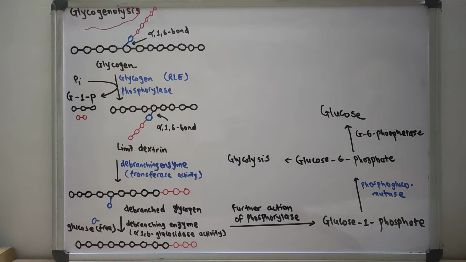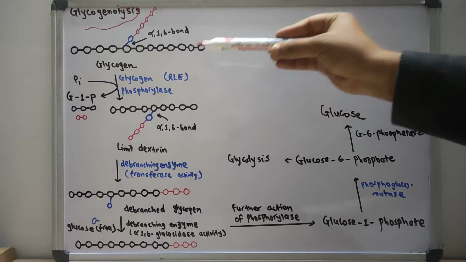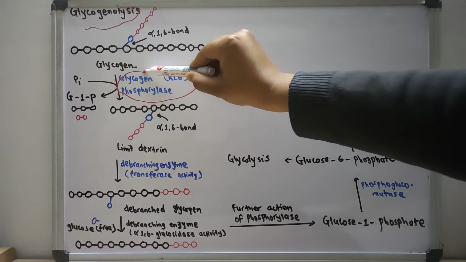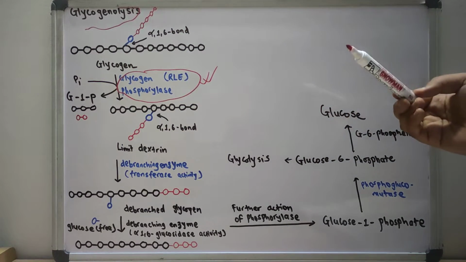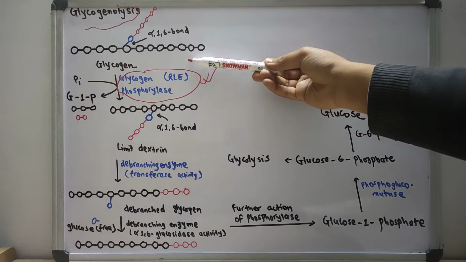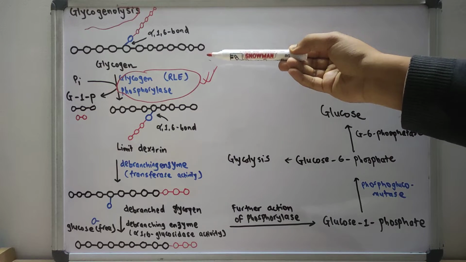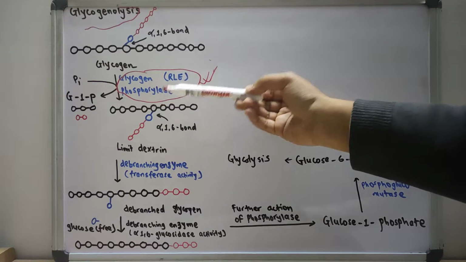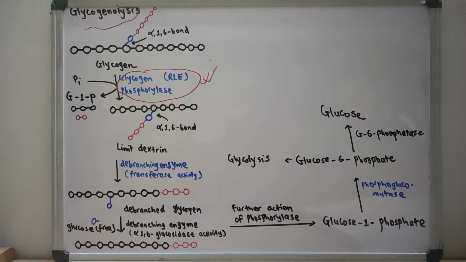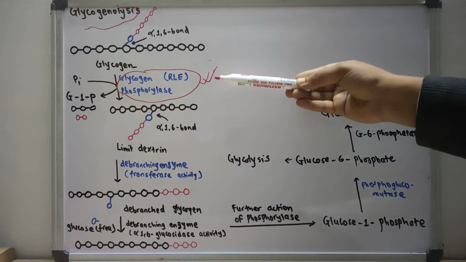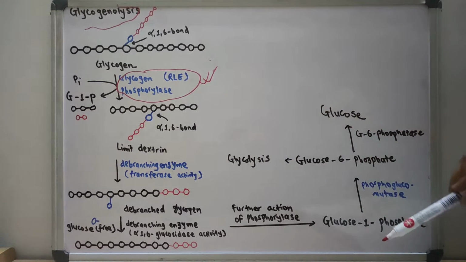Now I will discuss the detail about the glycogenolysis. First of all, there is action of the glycogen phosphorylase, which is also the rate limiting enzyme. The alpha 1,4 glycosidic bonds from the non-reducing ends are cleaved sequentially by the enzyme glycogen phosphorylase to yield the glucose 1 phosphate. So during the phosphorolysis of the glycogen, ultimately there is the formation of the glucose 1 phosphate.